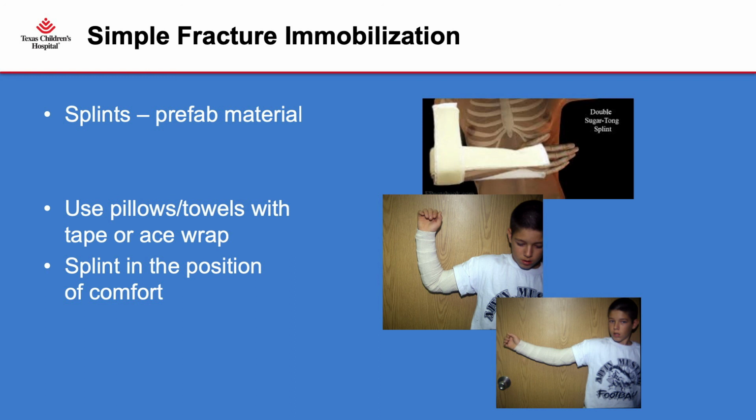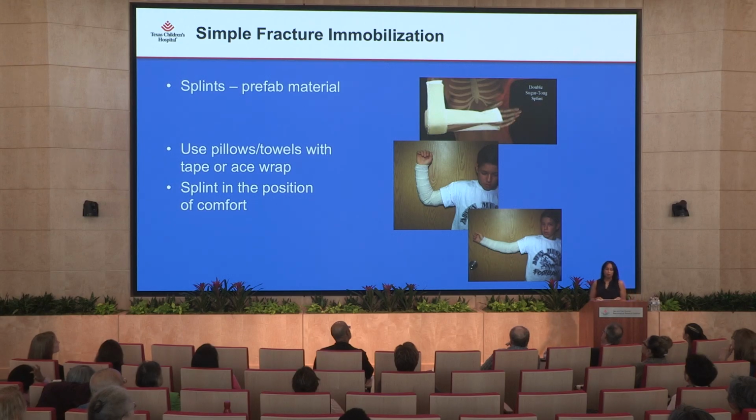Some places do have prefab materials like orthoglass here. You can just cut it to size. Make sure if you're immobilizing the forearm, you want to include the wrist and the elbow. If it's something that involves the elbow, you want to take the splint up as high as you can to get as close to the shoulder. And then just splint them in whatever position they're comfortable in.